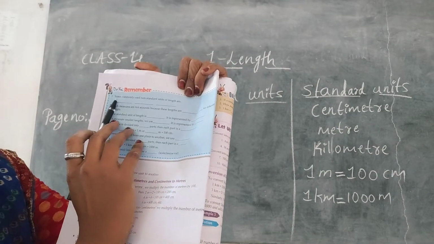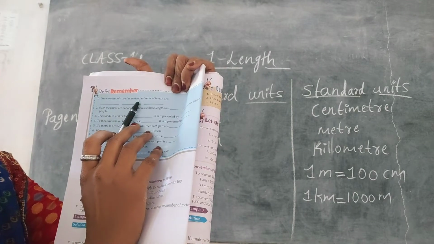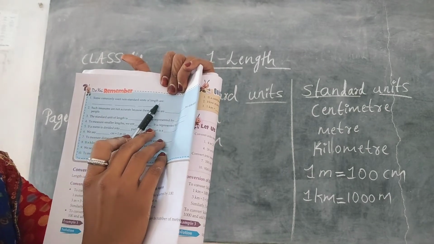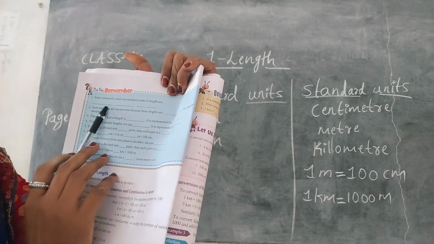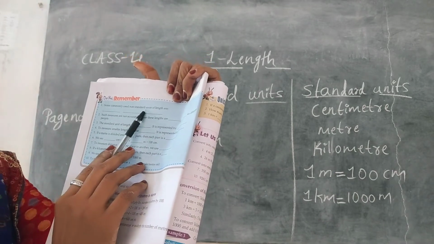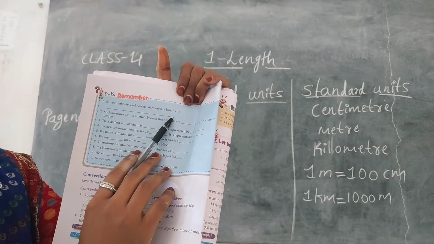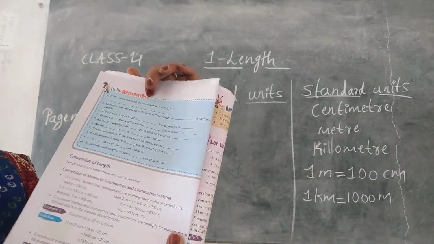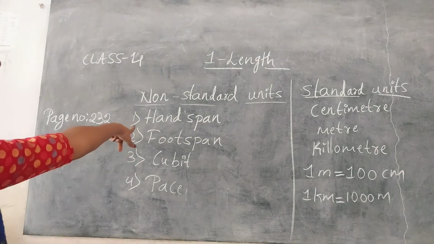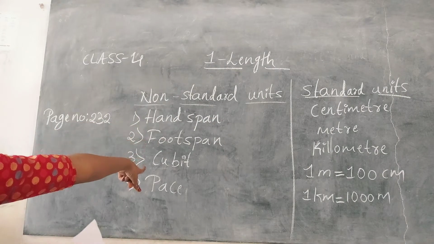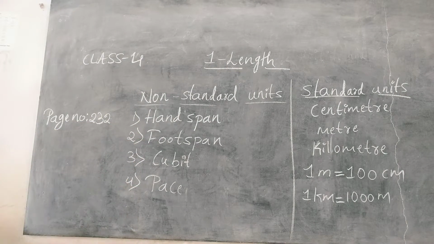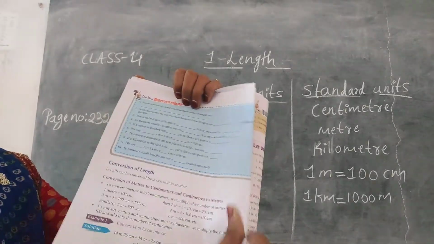And the first one: some commonly used non-standard units of length are. Which are the non-standard units? Here I have written hand span, foot span, cubit and pace.